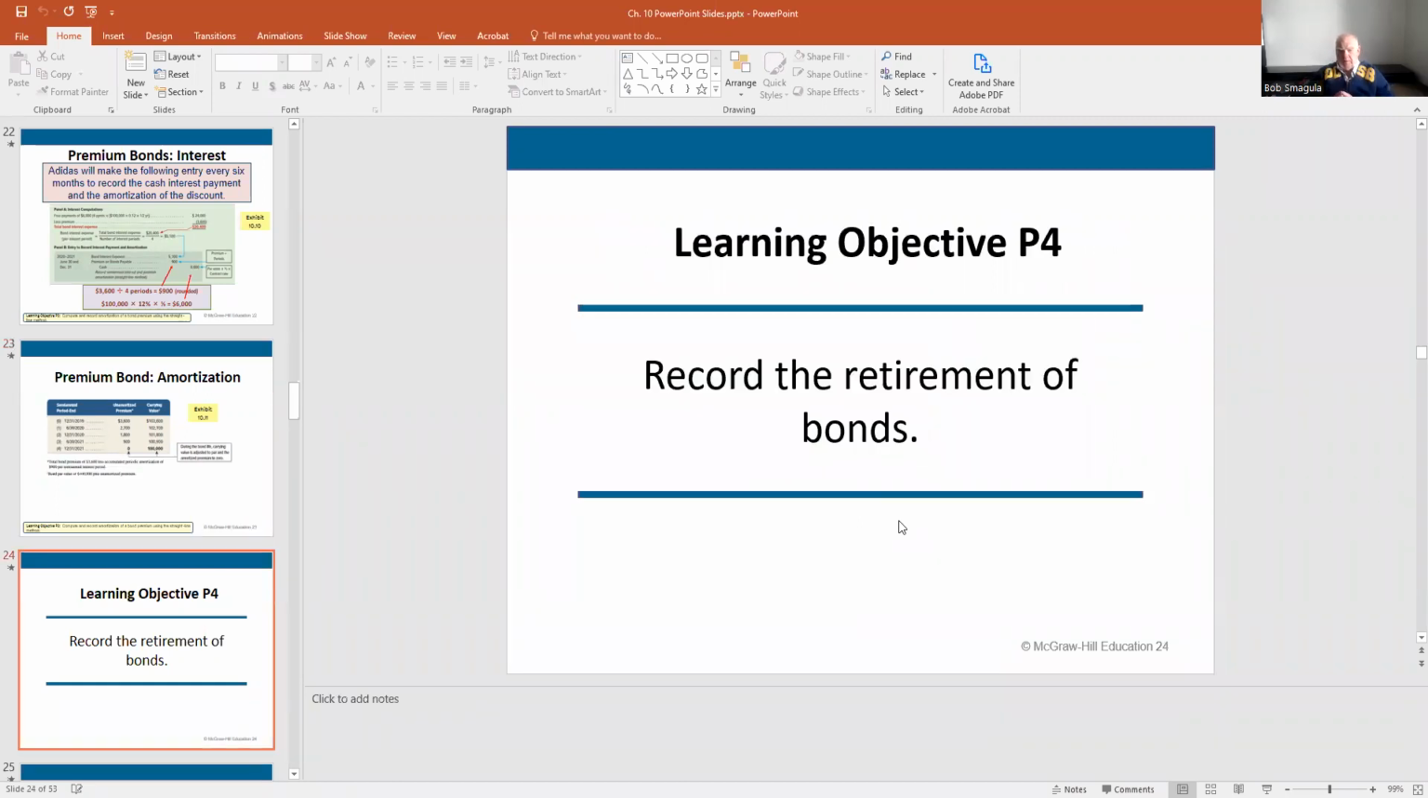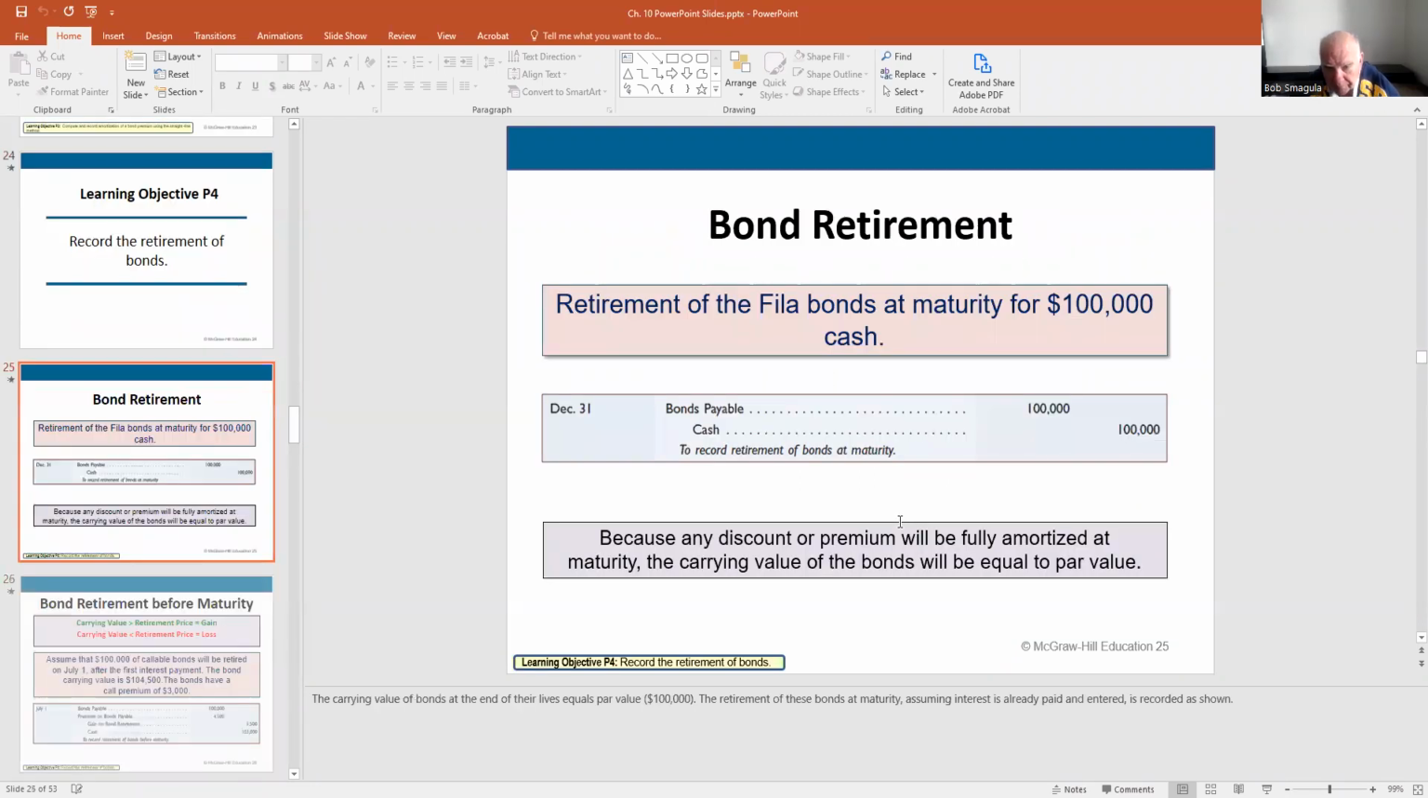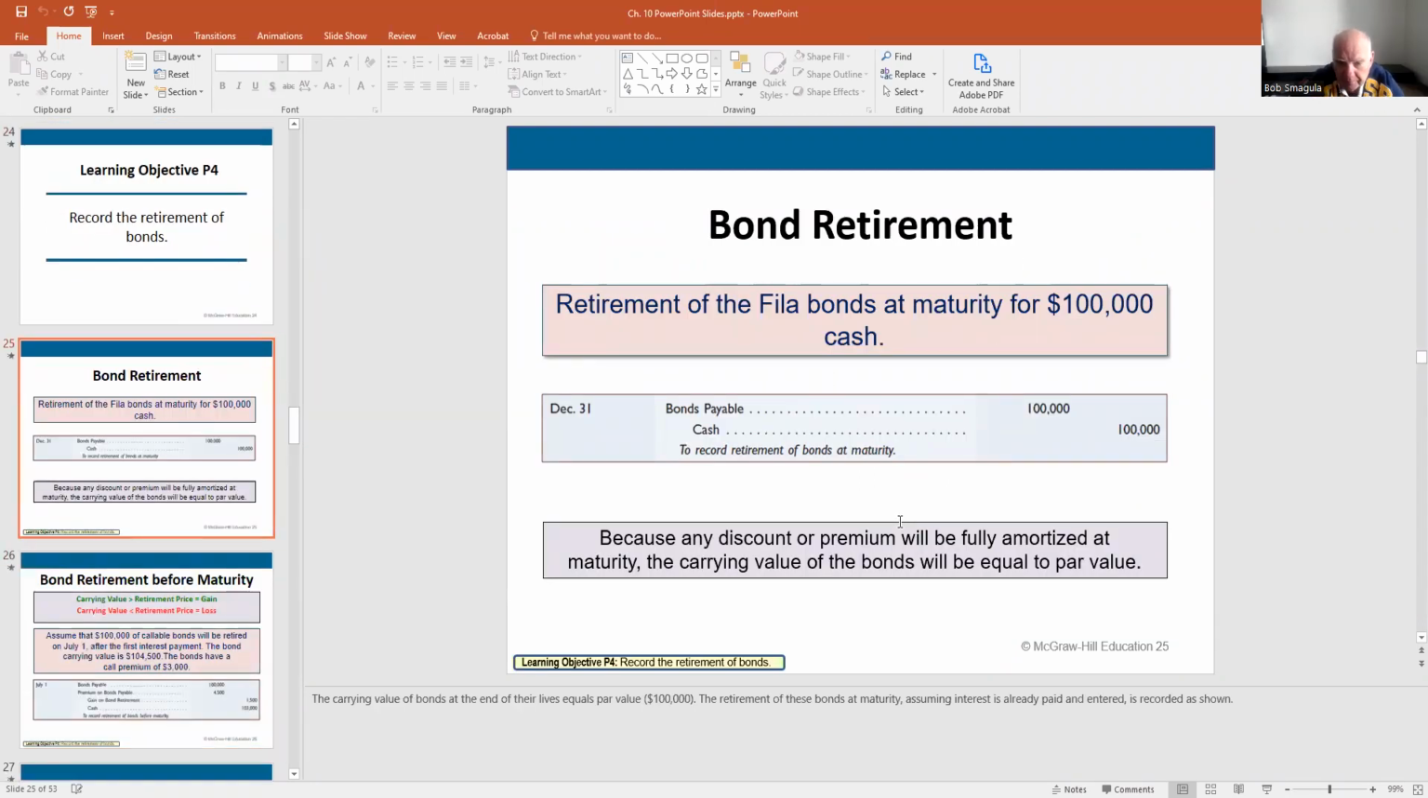Let's talk about retiring a bond. Well, we're retiring a bond at maturity. That makes it easy because by definition, at maturity, the bond payable is going to be the $100,000 or the amount you borrowed. So we're going to debit bonds payable and we're going to credit cash for $100,000, okay? To record retirement of bonds at maturity. Because any discount or premium is fully amortized at maturity, the carrying value of the bond will be equal to the par value, which is the $100,000.